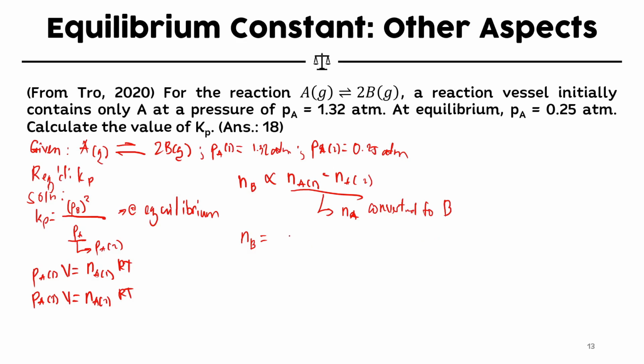So let's say we have Na moles of A. We use the coefficients in the balanced reaction to convert this to B. Based on the balanced reaction, 1 mole of A can be transformed into 2 moles of B. Therefore, NB, the number of moles of B, is equal to 2 multiplied by the number of moles of A converted.